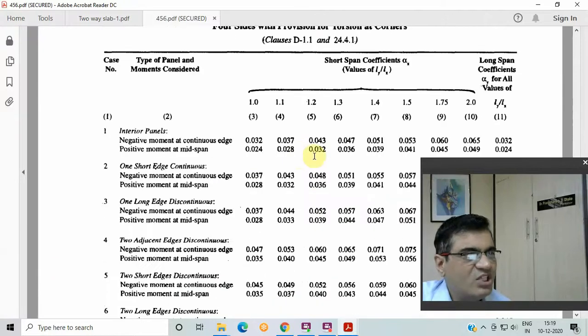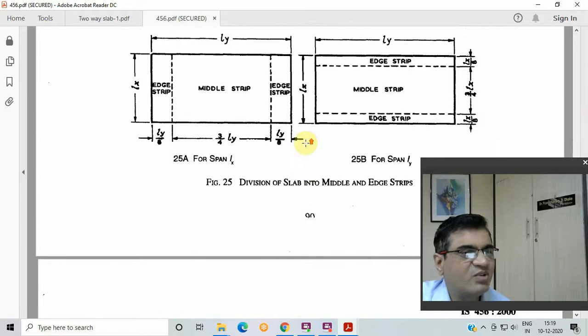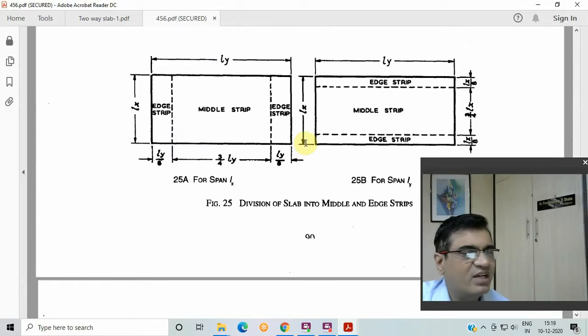Now these coefficients are for the middle strip. What is the middle strip and the edge strip? In this diagram, figure number 25, you will understand when we consider the Lx direction. Along the Lx direction, the edge strip parallel to that has a width of Ly by 8 on both the sides. That means the middle strip is 3 by 4 Ly.